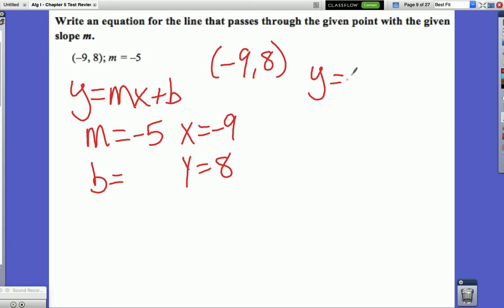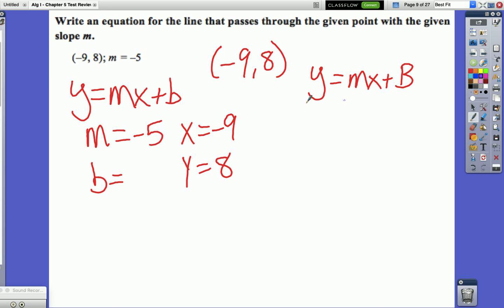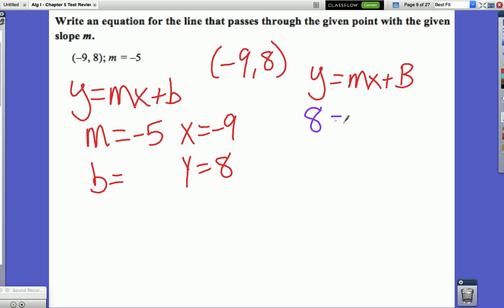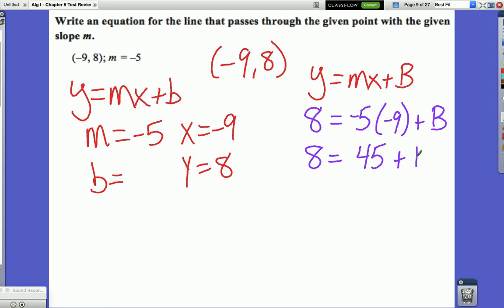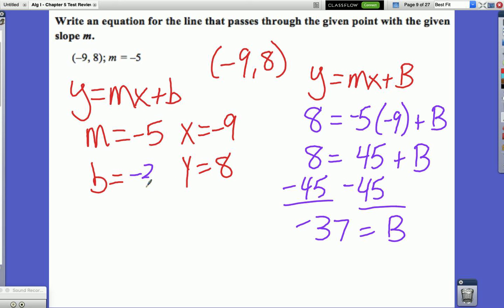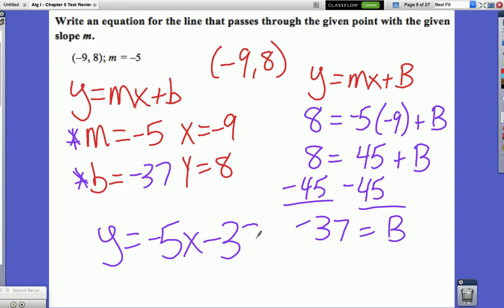So now we use y equals mx plus b, and we solve for b. So instead of y, we plug in 8 equals m, -5, times x, which is -9, plus b. So 8 equals a positive 45 plus b. Solve for b by subtracting 45 on both sides. -37 equals b. So we write our equation. Y equals -5x minus 37.